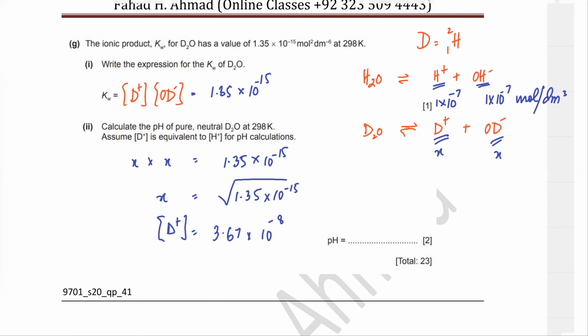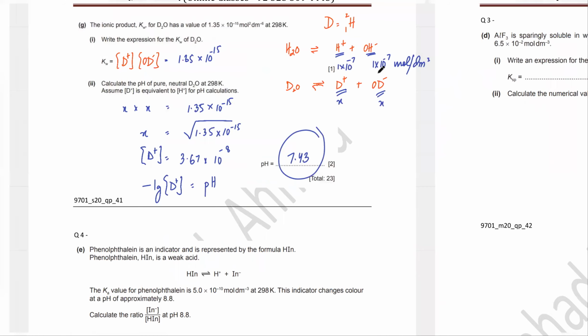Yes, sir. And then take the negative log of this to find the pH. So negative log of D plus 1, what would that be? 7.43. So the pH is 7.43. So D2O is a different type of water molecule, and its ionization is slightly different compared to the normal H2O. So that's the answer to this one.